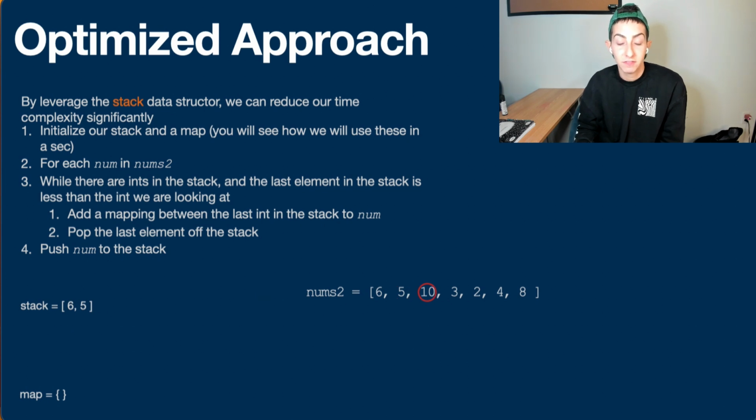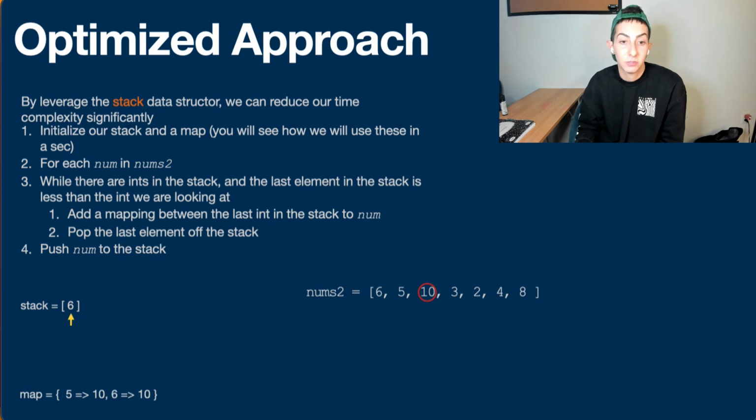Then we look at 10. So finally, 10: there are ints in the stack, and the last element in the stack is less than the int we're looking at. 5 is the last element in the stack, so 5 is less than 10. So what do we do? We add a mapping between the last int in the stack to num. So we're going to add a mapping from 5 to 10 because 5's next greatest integer is 10. And then we're going to pop that last element off the stack because we found that already. Now this while loop is still going to continue because there are ints in the stack and the last element in the stack is still less than the int we're looking at. So now we still have 10 as our num, we're looking at 6.